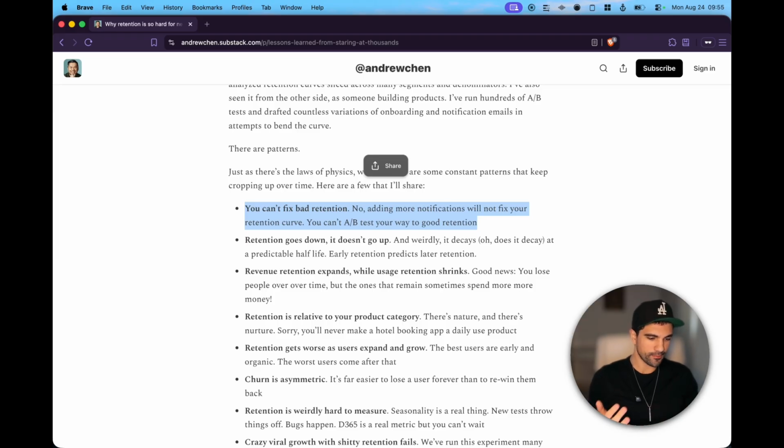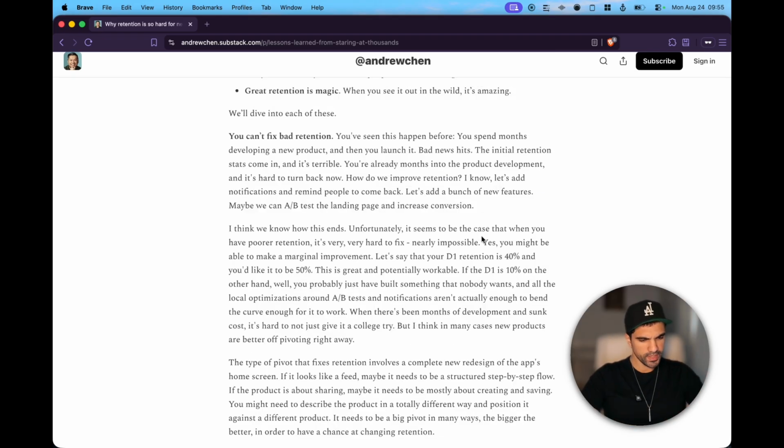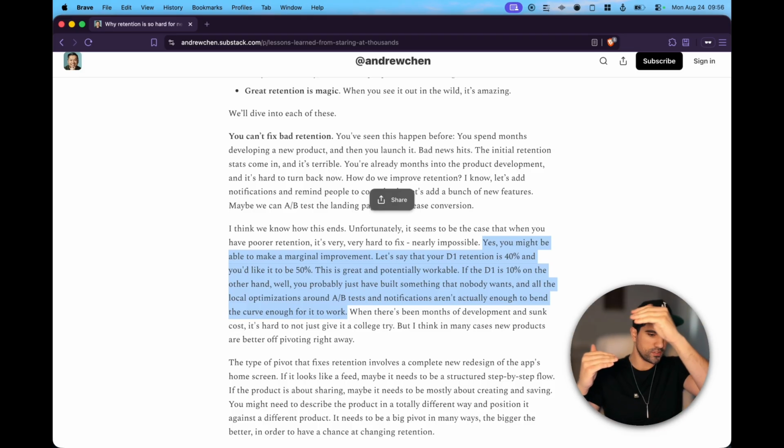And this is even scarier for me because I committed to improving 2 of my real products in public, and both have pretty bad retention. Or I guess one has really bad retention, but regardless, if you read the whole essay, his claim is more precise right here. He says, yes, you might be able to make a marginal improvement. Let's say that your day one retention is 40% and you want it to be 50%. That's great. It's potentially workable. However, if your day one is 10%, you've probably just built something that no one really wants.